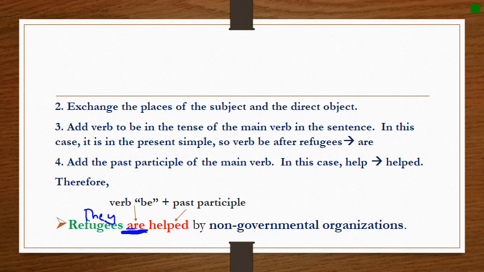So, step 1, identify subject, verb, and direct object. Step 2, exchange the places of the subject and the direct object. Step 3, add the verb to be in the tense of the main verb. In this case, it was help. Help was in the simple present, so I added are. They are. And finally, step 4, add the past participle of the main verb. As I said, in this case, help, helped. It's regular, so the past participle is the same as the past tense.